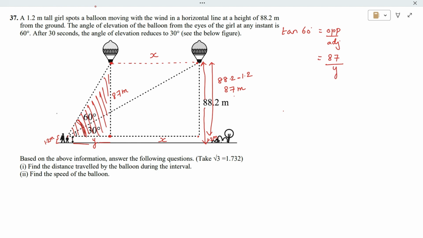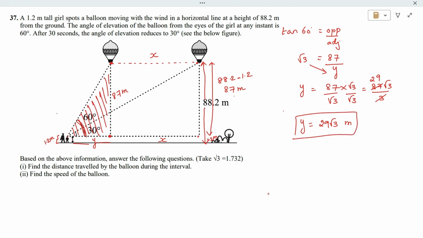So here what is tan 60? Tan 60 is root 3, isn't it? So now I am taking y to the other side and bringing root 3 down, so it becomes 87 by root 3. If I rationalize this, it is going to be 87 root 3 by 3. So if I cancel 3 and 87, it is 29 times, isn't it? So y is equal to 29 root 3 meter.